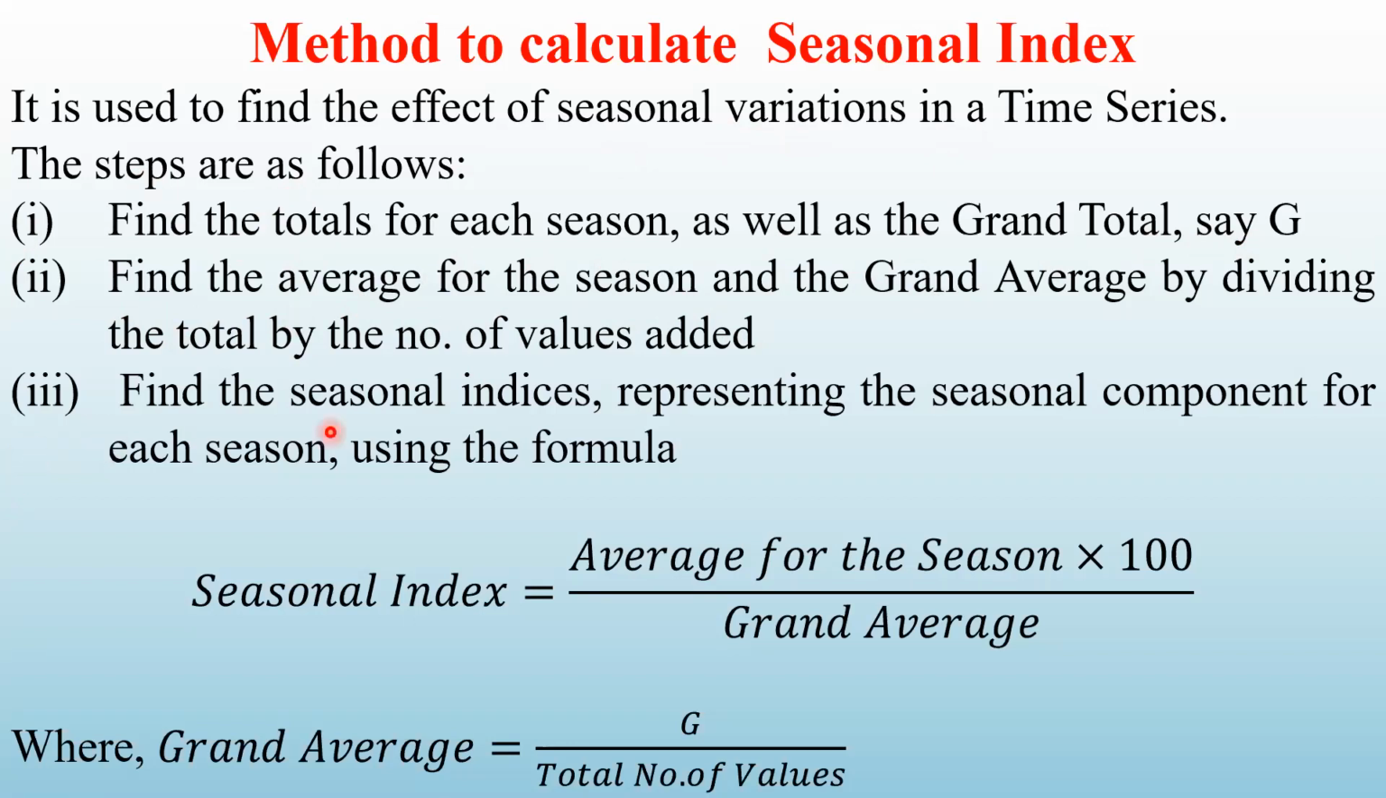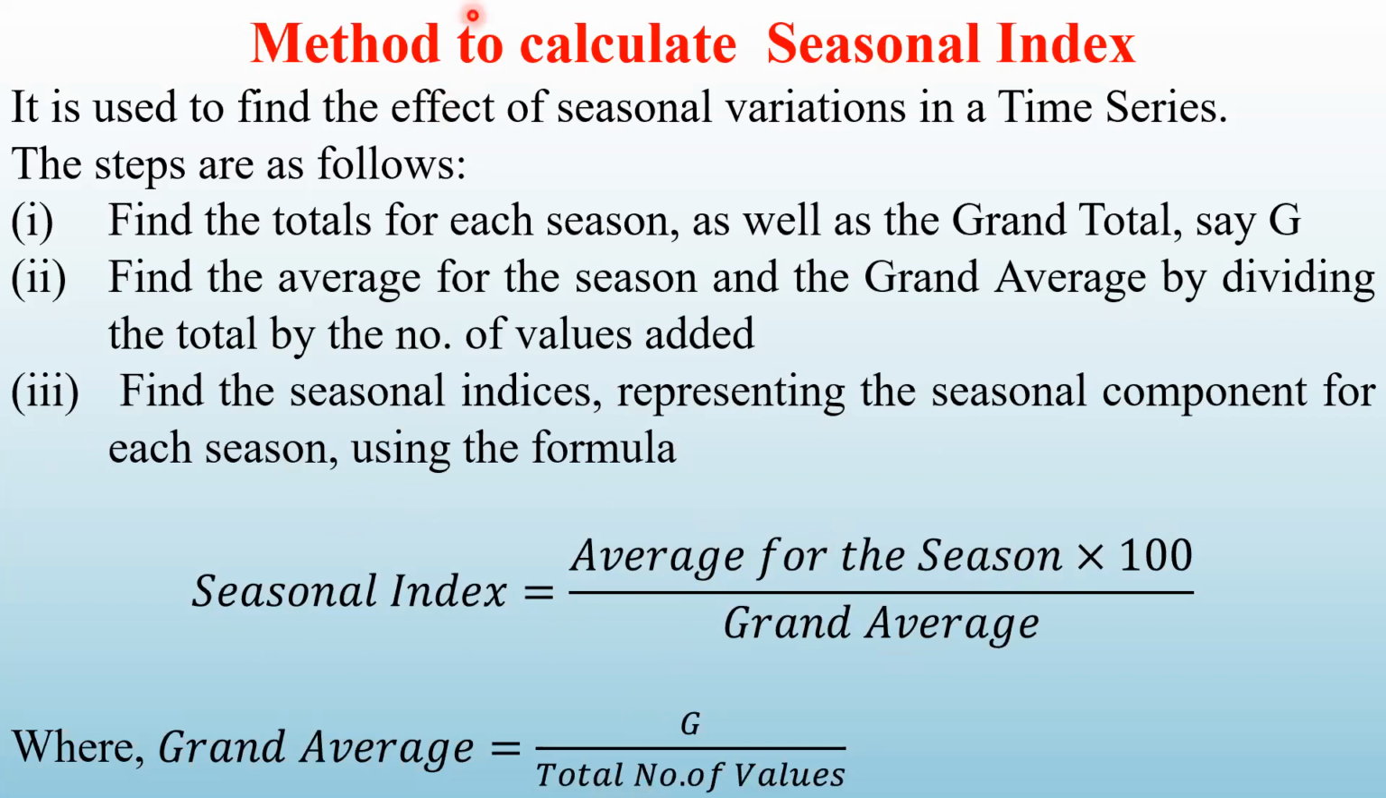Once you have calculated the average, you go to the third step. What is the third step? Find the seasonal indices representing the seasonal component for each season using this formula: seasonal index is equal to average for the season divided by grand average, into 100. What is the grand average? It is the grand sum, the sum of all the values, divided by the total number of values.